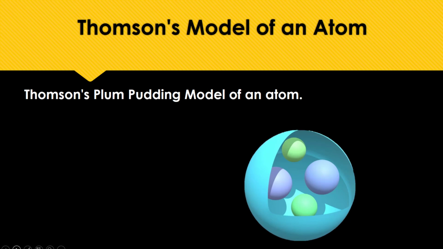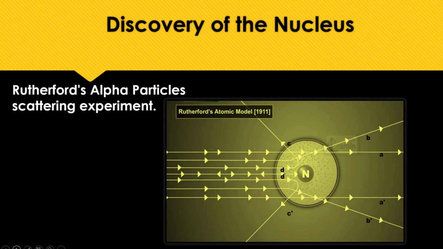So now comes the discovery of the nucleus. In 1911, Lord Rutherford, a scientist from New Zealand, conducted a series of experiments in order to find out the arrangement of electrons and protons in an atom. This experiment revealed a small positively charged nucleus at the center of an atom. This is Rutherford's alpha particle scattering experiment.